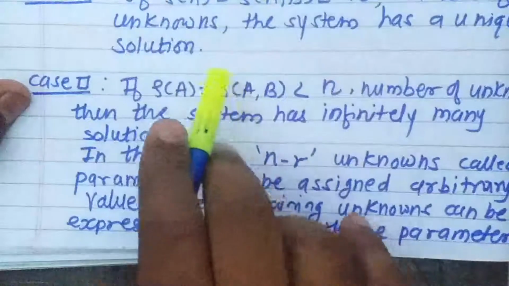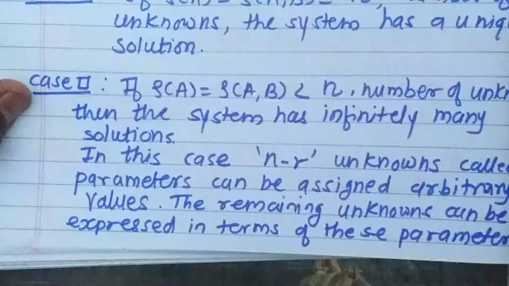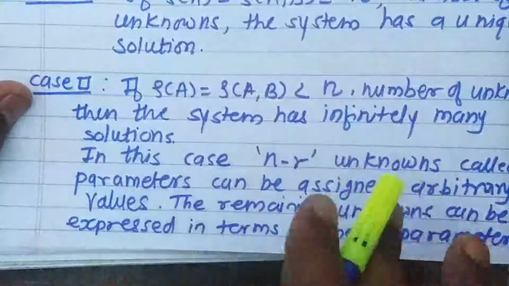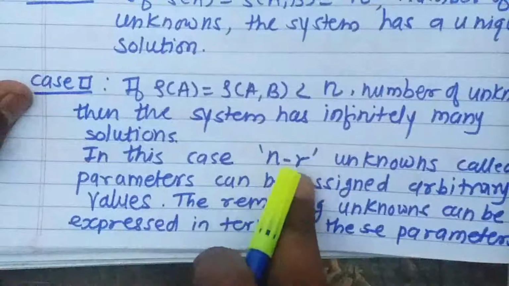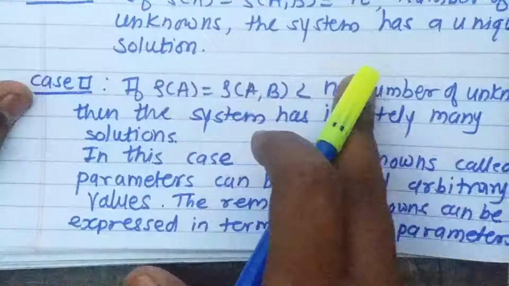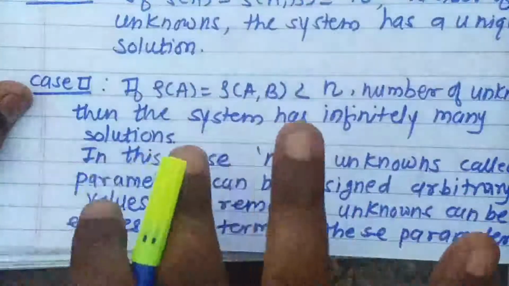The only thing you need to understand here for now is that whenever this rank is less than n, you will have infinitely many solutions, and how we are going to get them, we are going to discuss in examples. Also, the difference between the number of unknowns and the rank tells us that many unknowns of that system to which we have to assign parameters.